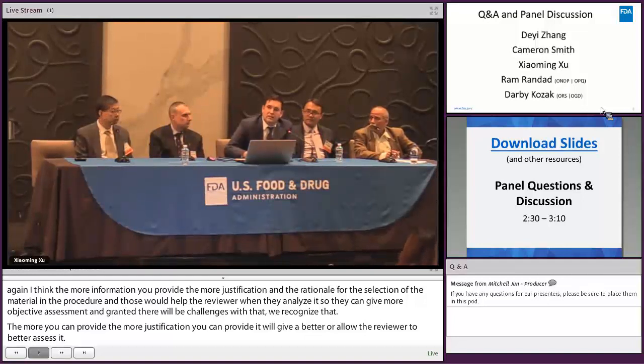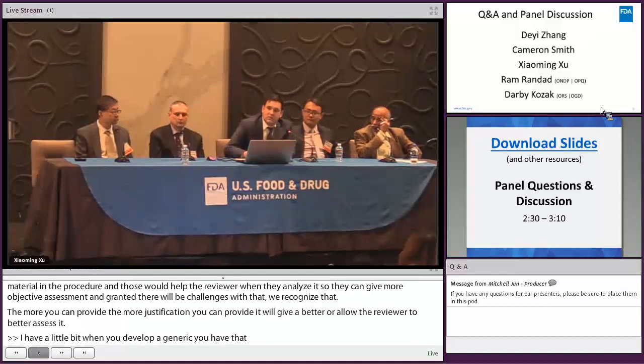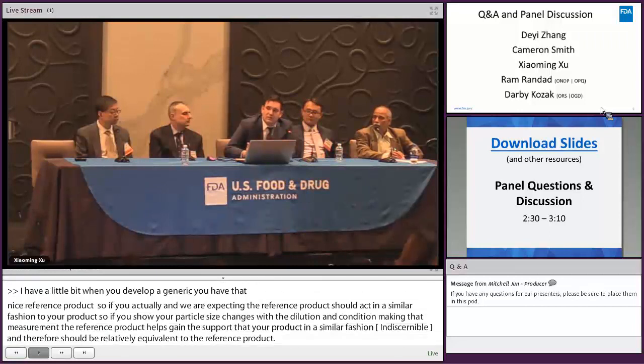So if you're showing that your particle size may be changing with that dilution or similar conditions, making that measurement of the reference product and showing the similar effect helps gain support that your product is acting in a very similar fashion, has the same physical chemical properties, and therefore should be relatively equivalent to that reference product. So I think it can be a dilemma from your perspective, but it can also be helpful, because it's building a better case.